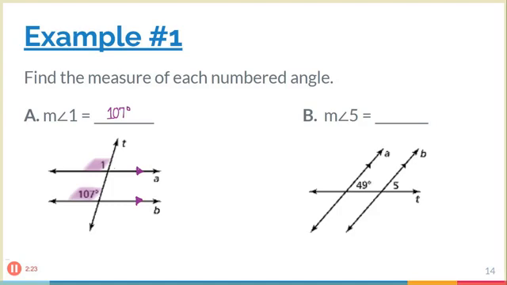Example B, we see that the lines are still parallel because we see the triangles. And we notice that the 49-degree angle is corresponding to angle 5. They are in the same location, just in a different group. So if the angle that is touching line A is 49 degrees, then the measure of angle 5 also has to be 49 degrees using that corresponding angles postulate.